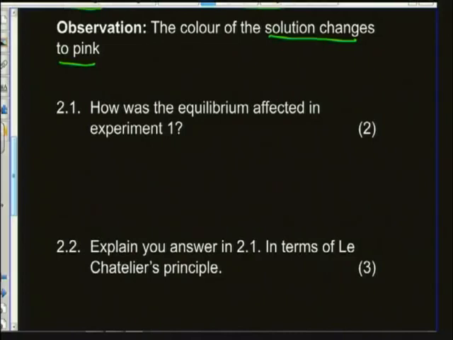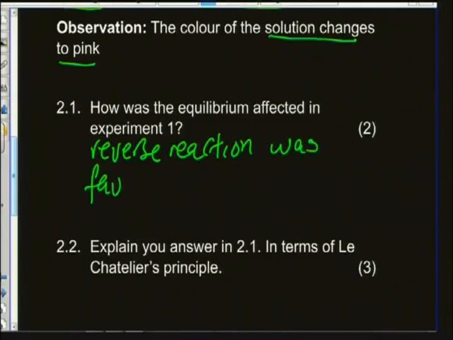So in terms of equilibrium, we can say the reverse reaction was favored. And we can also say the equilibrium shifted to the left side. In other words, it shifted to the side which produces cobalt chloride.